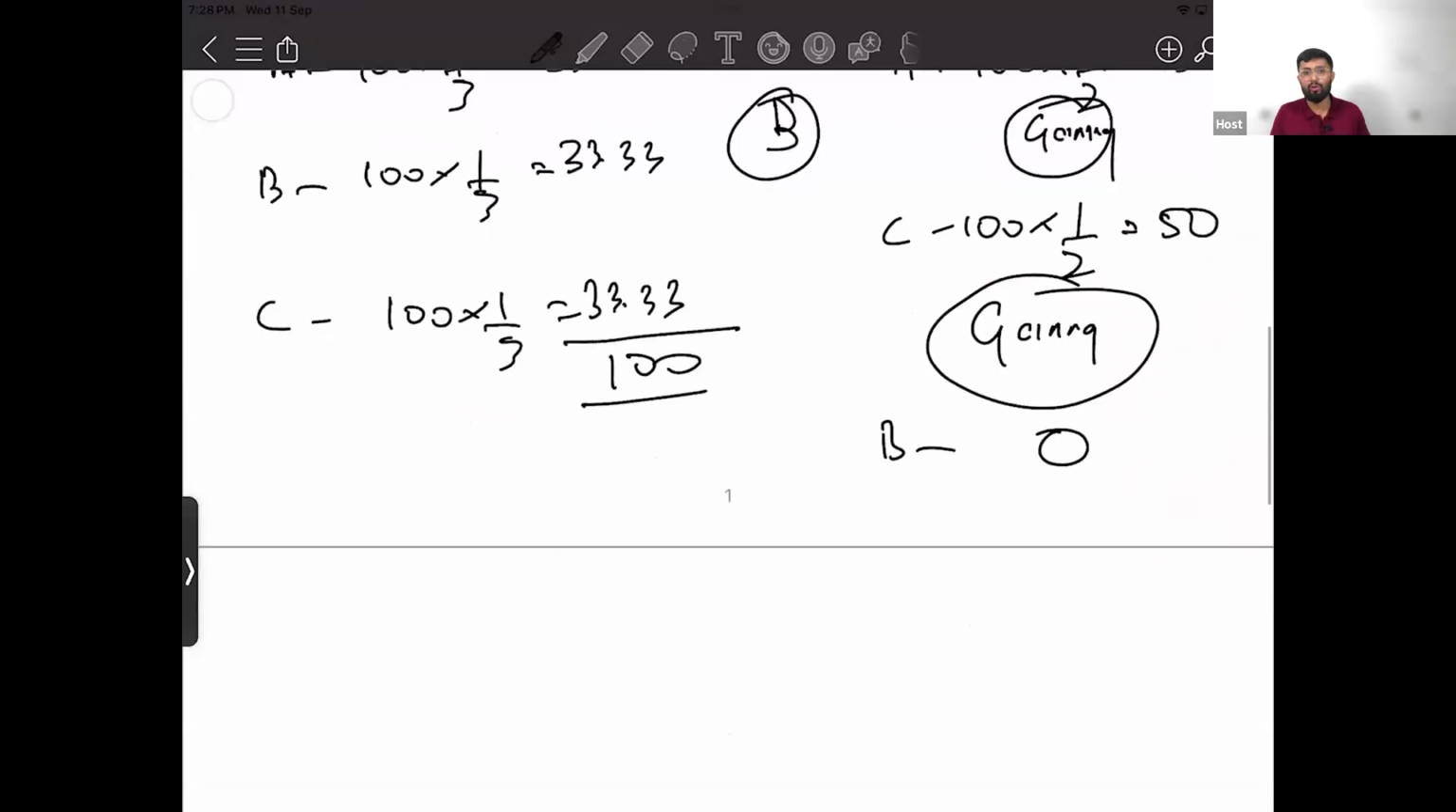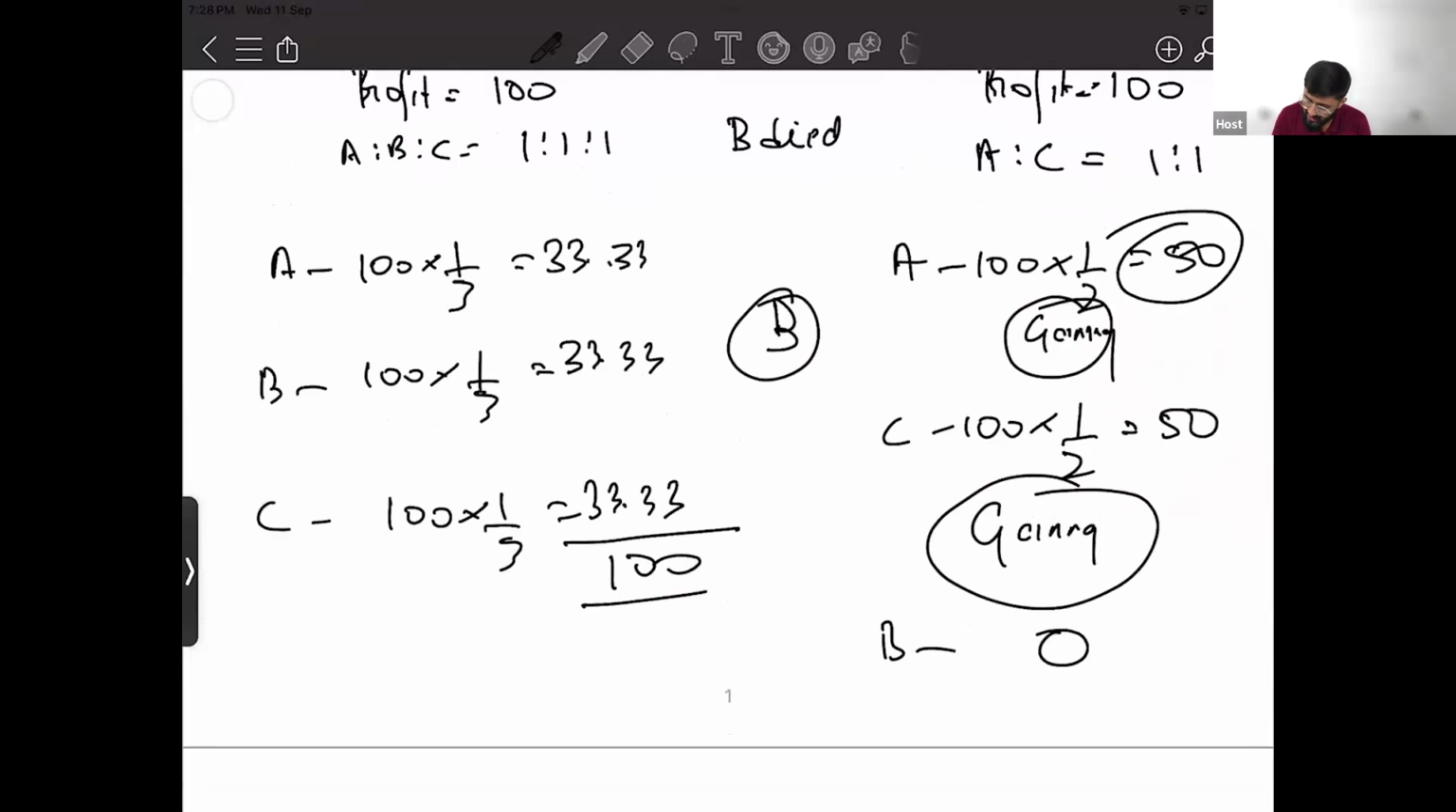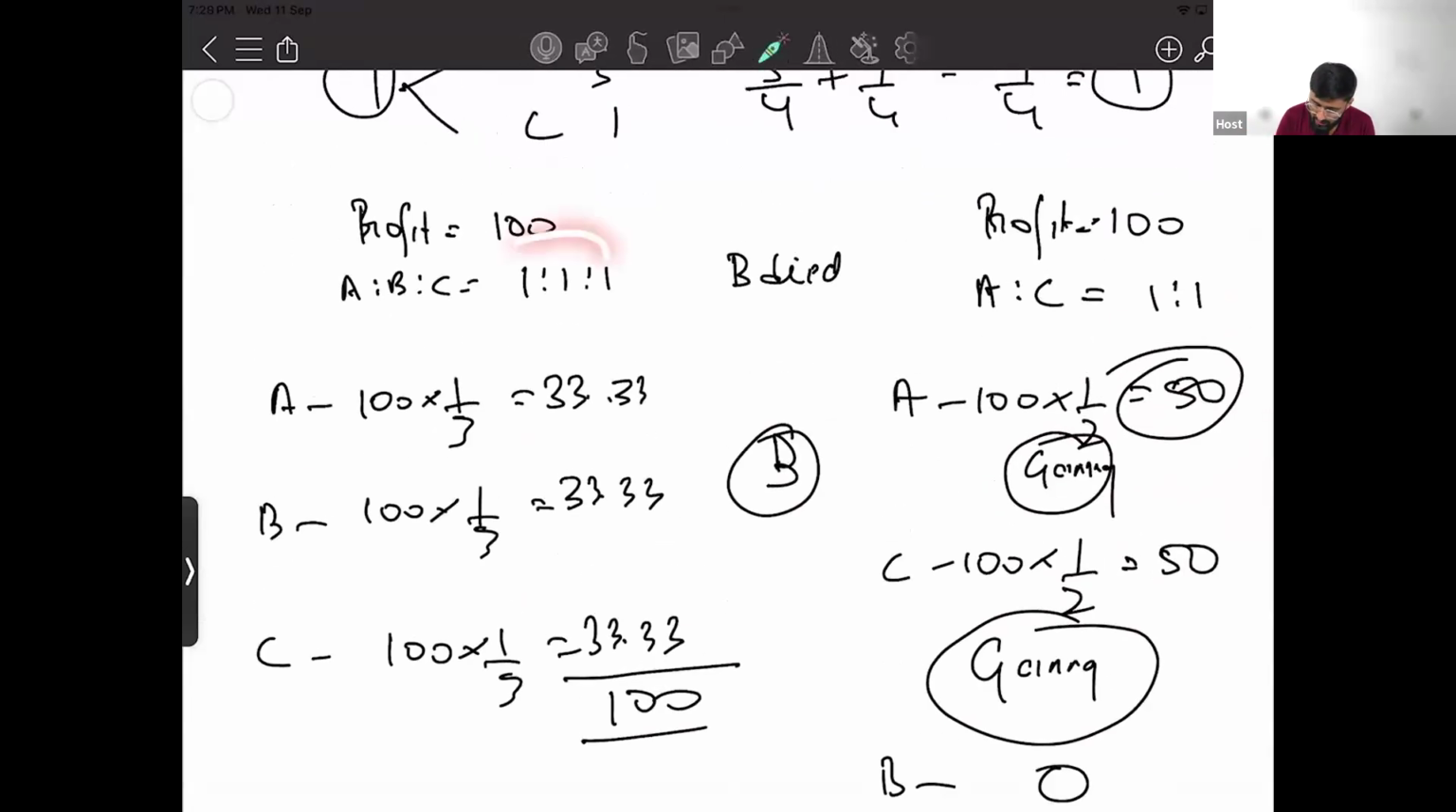So this will be useful when we calculate the goodwill. This is why we say that 2 partners are gaining, or only 1 partner may gain, or both the partners may gain. This is how we analyze, because of the profit sharing ratio.